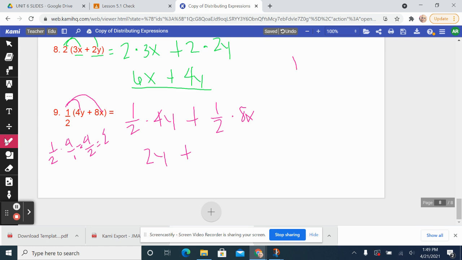Now I need to multiply 1/2 times 8 over 1. Multiply straight across, and you get 8 over 2, which makes 4. So this just becomes 4x, and that's your answer. 2y plus 4x, and you do not combine those. So now what you're going to do is turn in your notes, and then we're going to start our practice together.